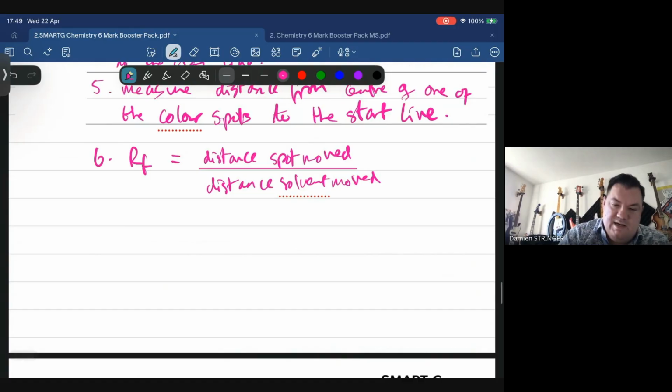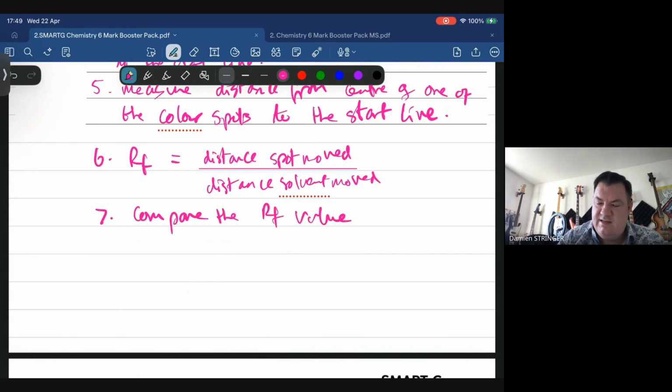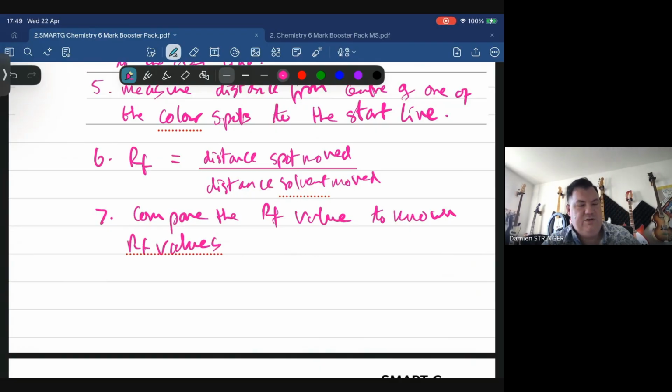So once we've done that, what we need to do then is compare the RF value. So this is the results bit, isn't it? Compare the RF value to known RF values. Because the key here is every chemical should have its own specific RF.